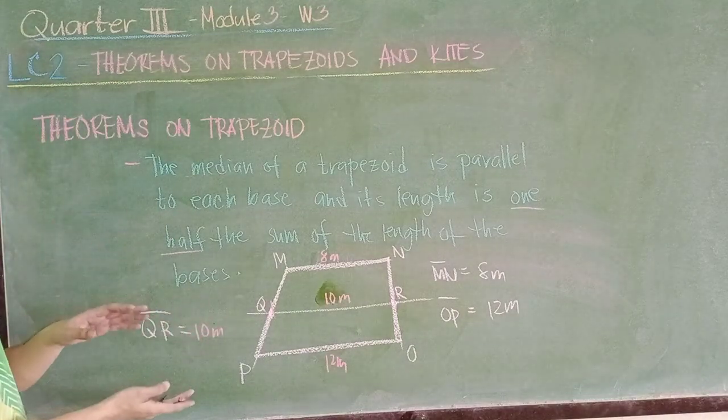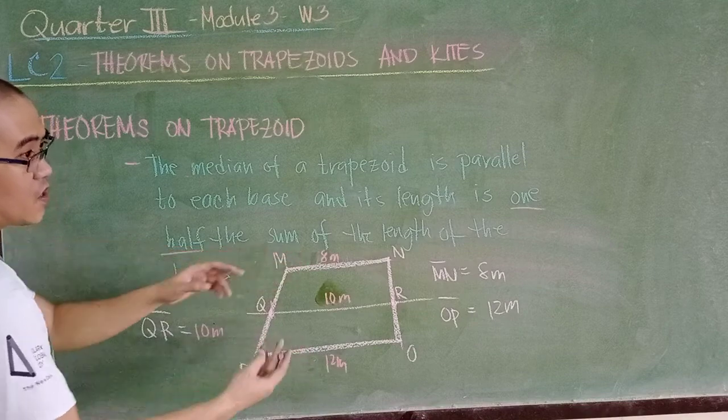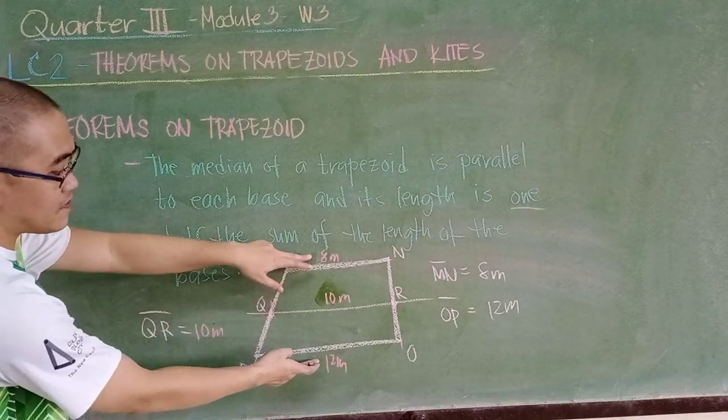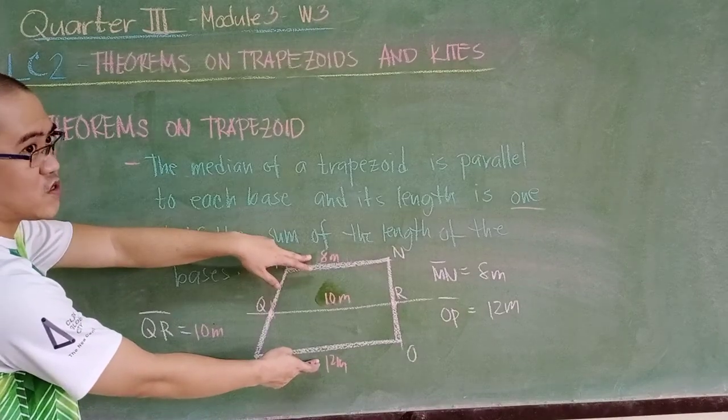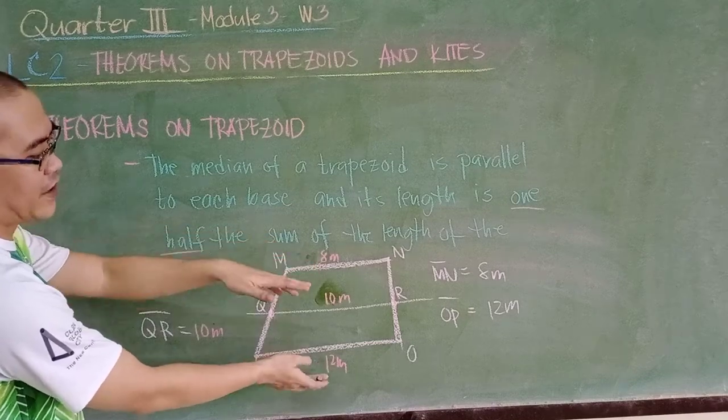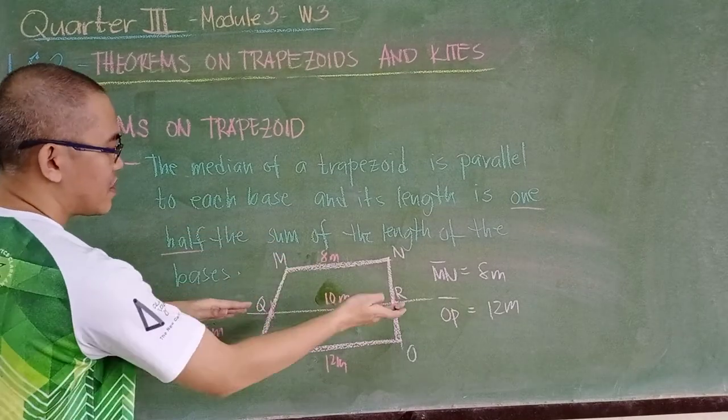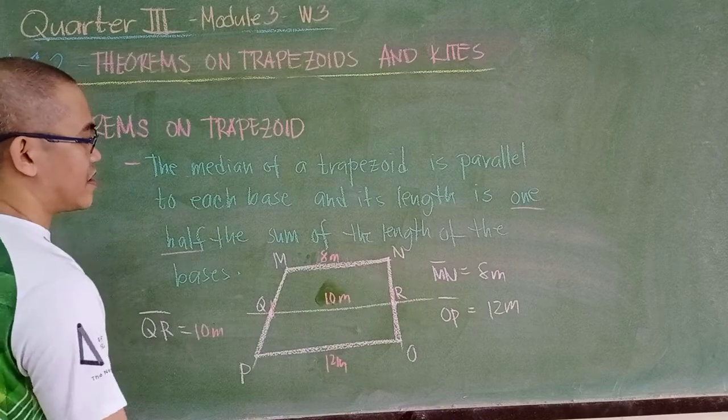Yung kalahati ng sum ng dalawa. So ang gagawin mo, i-add mo yung dalawang measures ng bases natin, and then i-divide mo sa 2 para makuha mo yung median ng trapezoid, para makuha mo yung nasa gitna.